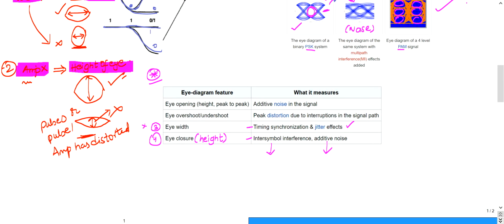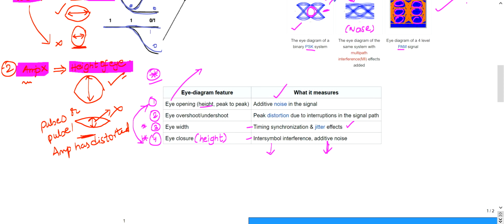These points number 3 and 4 are very important. You may get a question, what you conclude from the width of the eye, or you'll get options. Then points 1 and 2, let us see, they are also important. Eye opening is the same as eye height. Points 1 and 4, for your information, are the same. You can see additive noise in the signal, it is the same as additive noise. That's why I am not insisting. Point number 1 is the same as point 4.